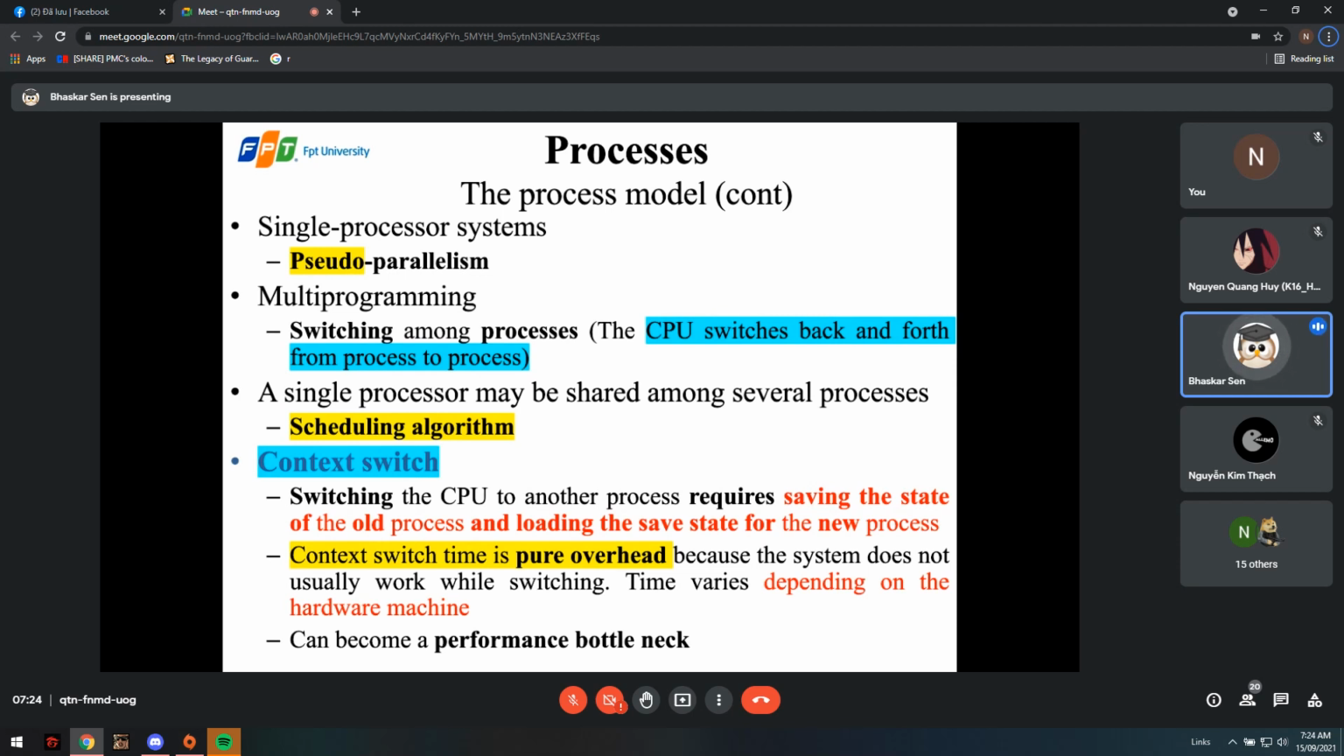As you can see, I've highlighted this word, and this is a very common word we use in computer science and information technology.